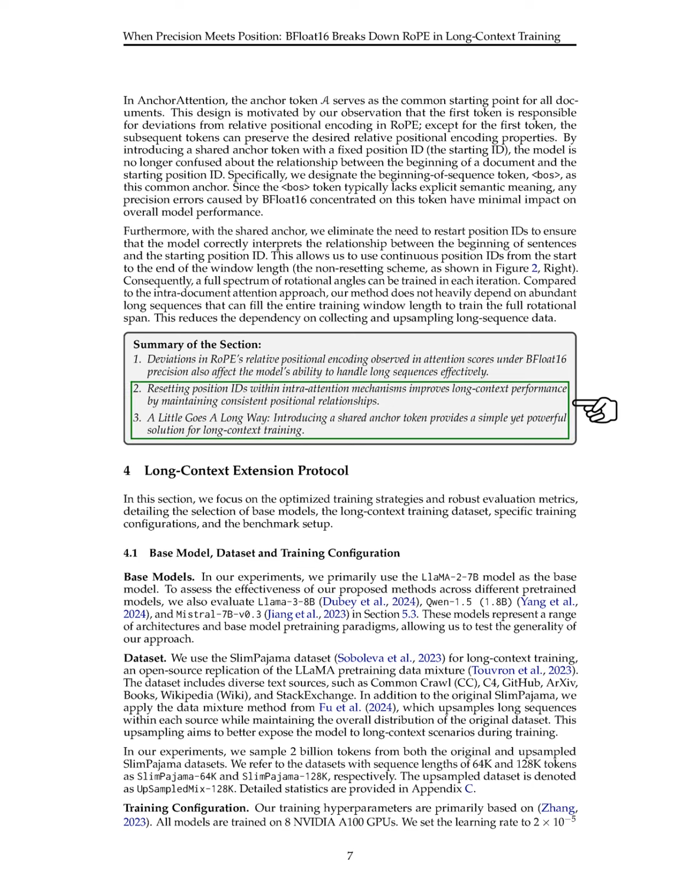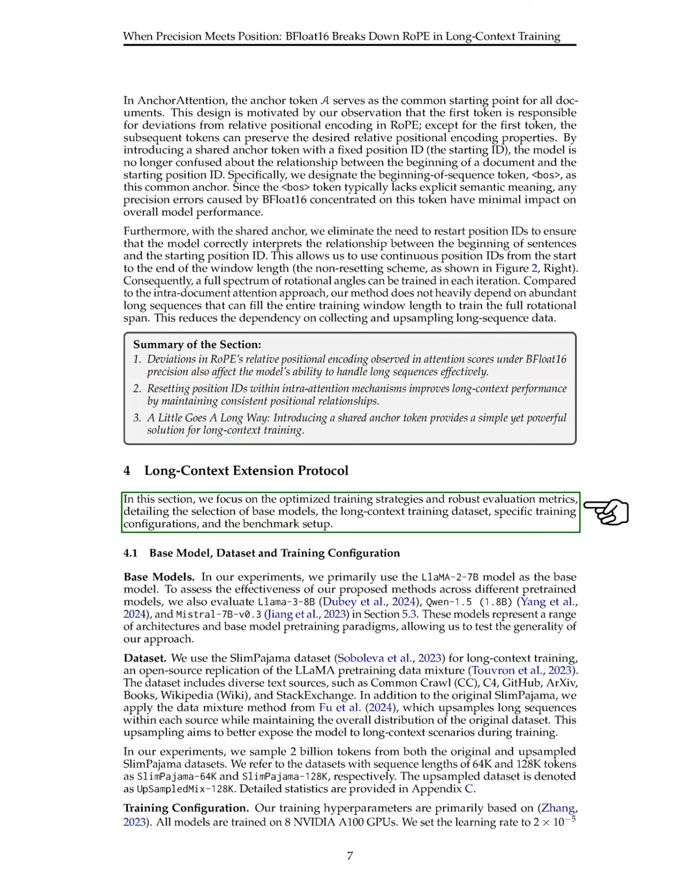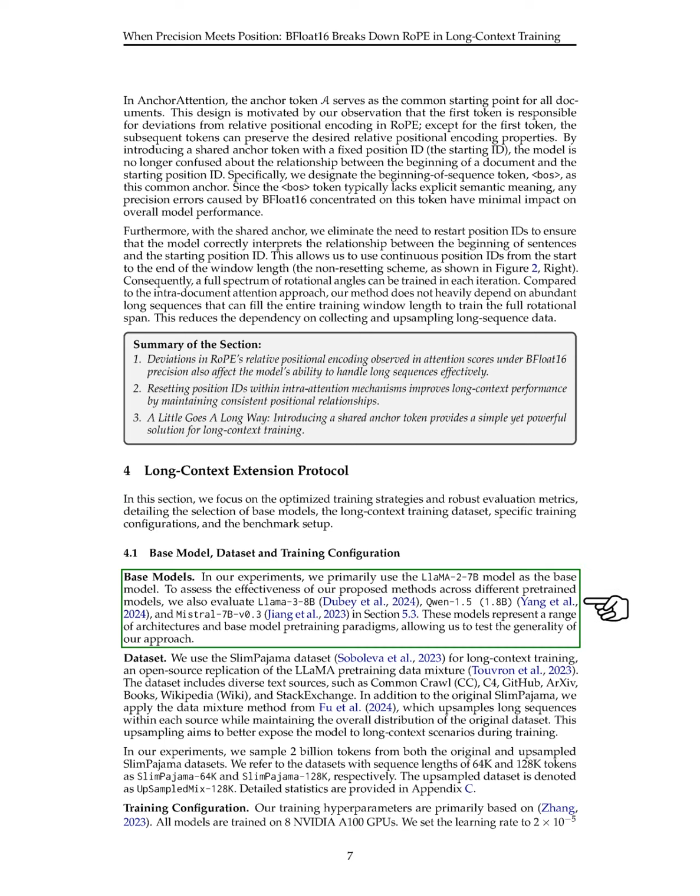Section. Long Context Extension Protocol. In this section, we focus on optimized training strategies and robust evaluation metrics, detailing our choices for base models, the long context training dataset, specific training configurations, and the benchmark setup. For our experiments, we primarily use the Llama 2-7B model as our base model. To evaluate the effectiveness of our proposed methods, we also assess Llama 3-8B, Qwen 1.5 1.8B, and Mistral 7B v0.3. These models represent various architectures and pre-training methods, allowing us to test the generality of our approach.